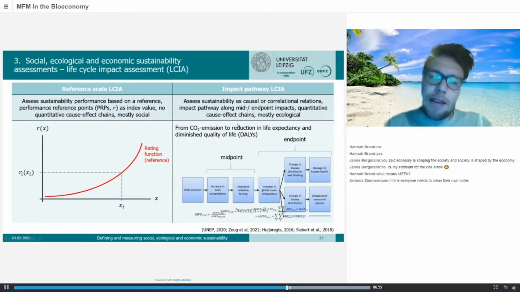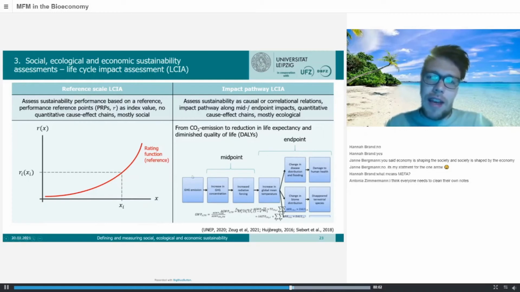And on the other side, we have impact pathway LCIAs, and impact pathway life cycle impact assessments are the opposite. So here we assess sustainability really as causal or correlational relations. So we know exactly how quantitatively a specific indicator has effects on, let's say, specific impact categories, and we exactly know the relations and we can quantify those relations. For example, have a look at CO2 emissions. This is impact pathway life cycle impact assessment for CO2 emissions and the life expectancy and diminished quality of life. So that means how CO2 emissions are impacting life expectancy and the quality of life.